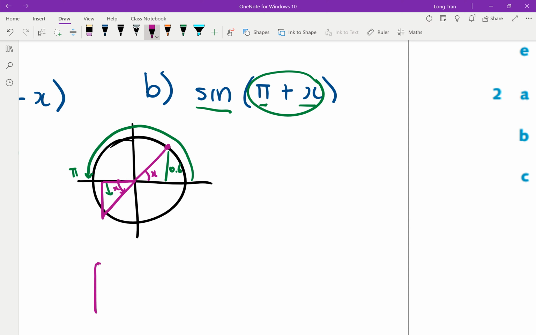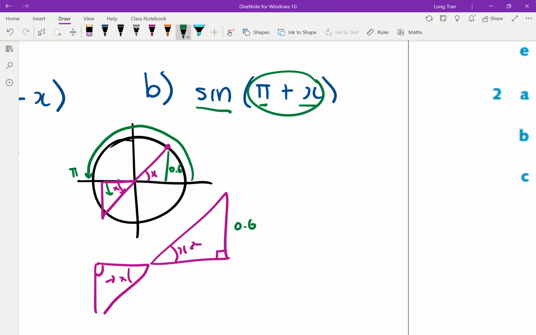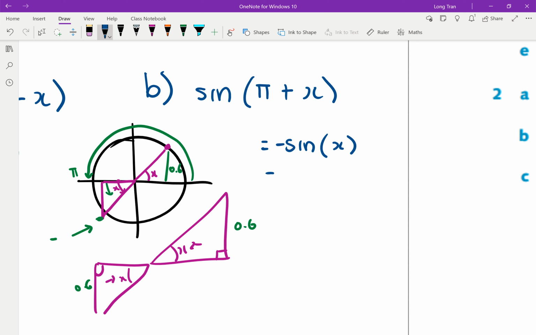But that triangle on the bottom is exactly the same as the triangle on the top because they both have the same angle and they're both 90 degrees. So that means if this is 0.6, this has to be 0.6 as well. But the difference is at this point, the y value is not positive. The y value is clearly negative. It's in quadrant 3. So that's why I know the answer, if I were to write it properly, sine of pi plus x must be the same as sine of x, but the difference is it's negative. And so negative y value, which gives you negative 0.6.